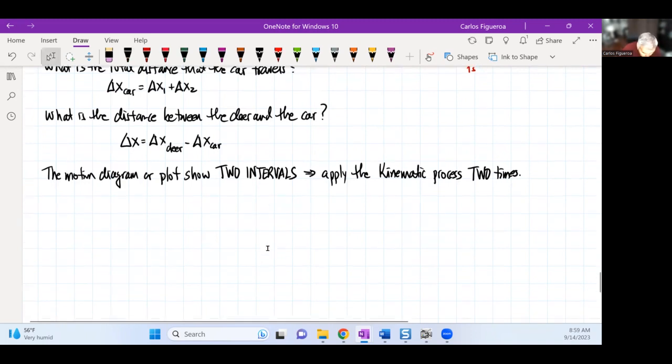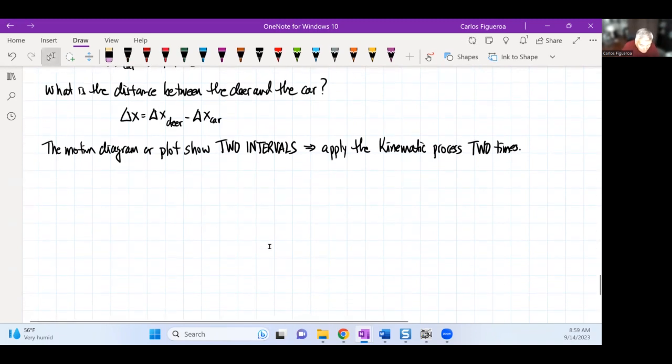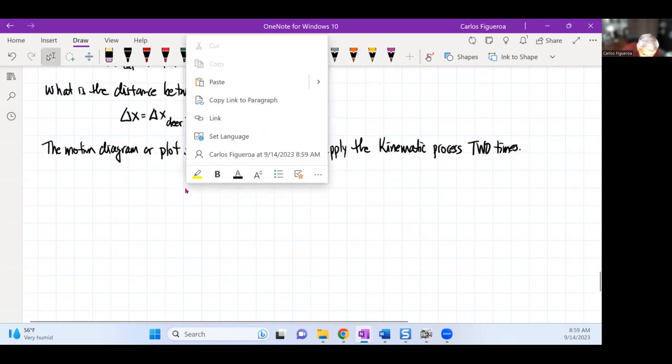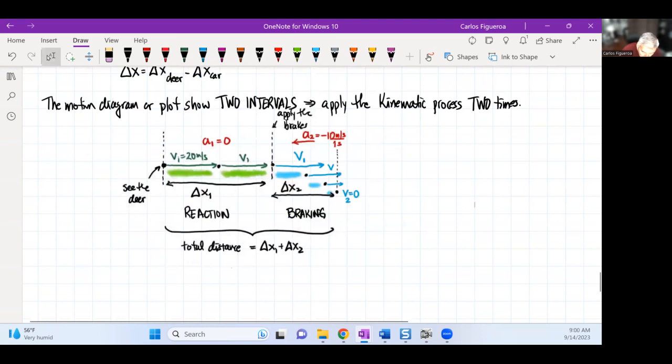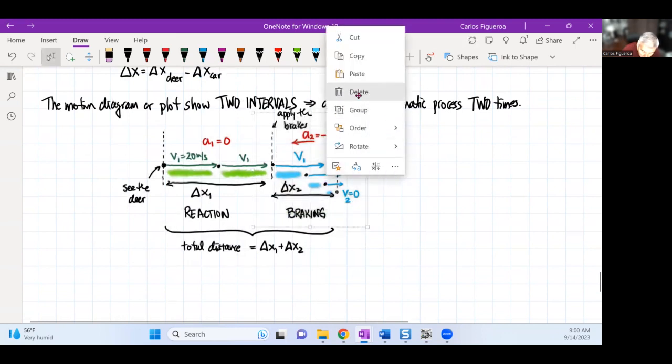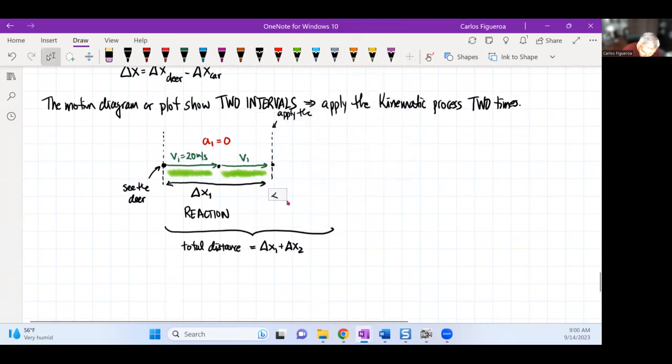So here we go. I'm going to focus just on this first motion right here. I'm going to get rid of this thing right here. I do not care about anything else. I only care about the first part of the motion.